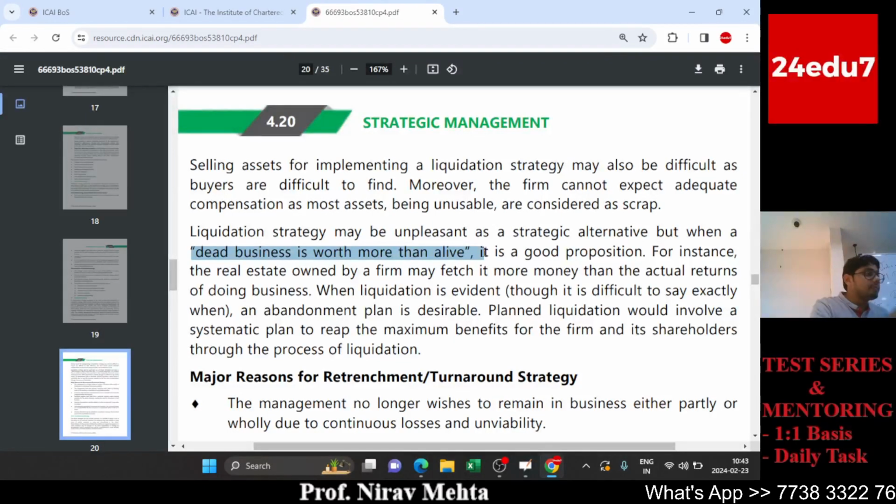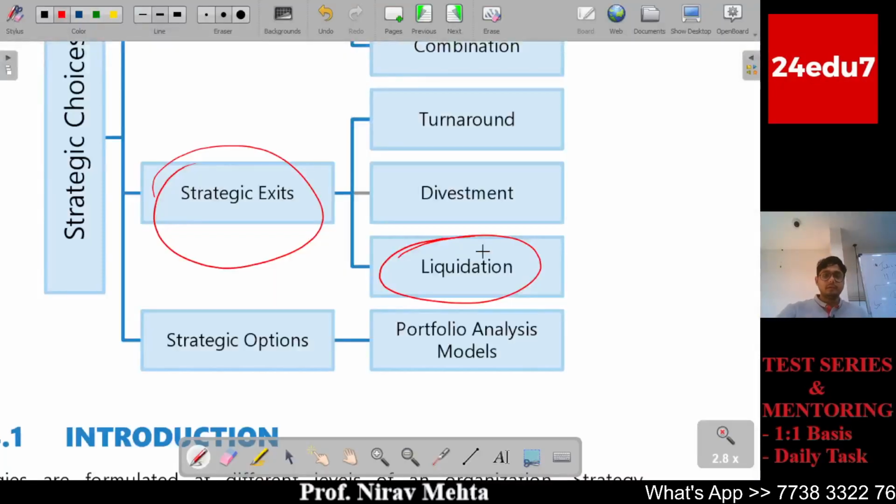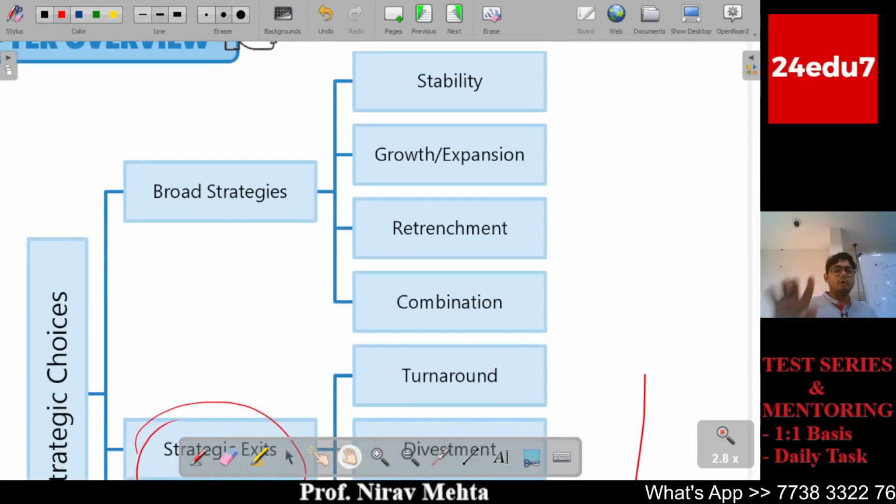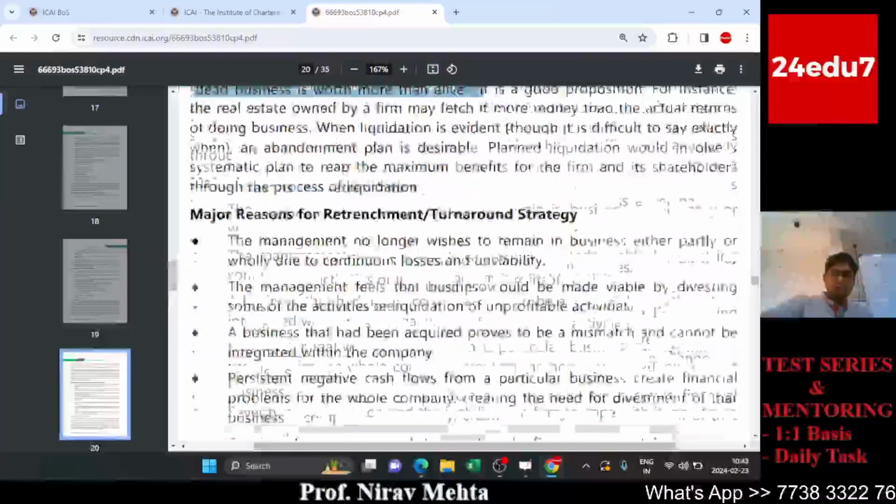And even in your book, one strategy is missing: combination. See here, if you see your module, listen here. Broad strategies, there are 4. Stability we have done, correct? I will give you the hierarchy of all these things, don't worry. Growth or expansion, retrenchment, and combination is nowhere mentioned, only one meaning is mentioned. So we have to do combination. Are you getting my point? So combination we can do from here itself.